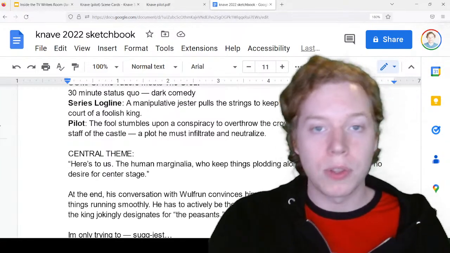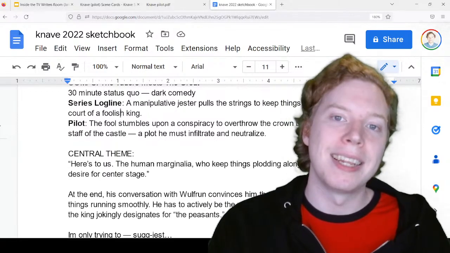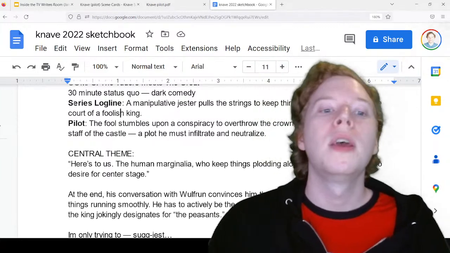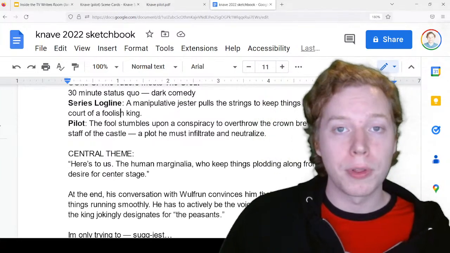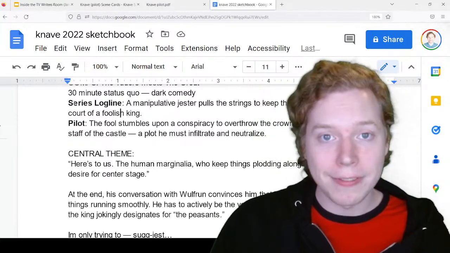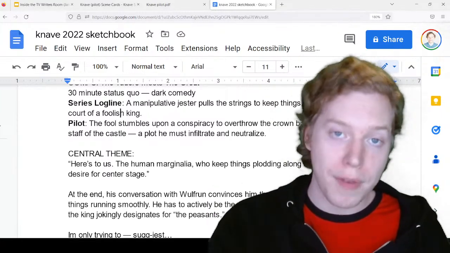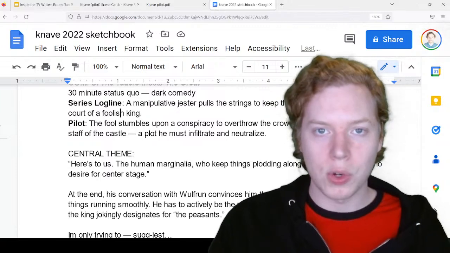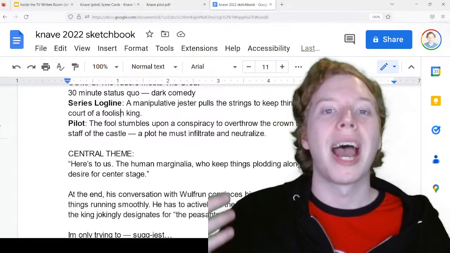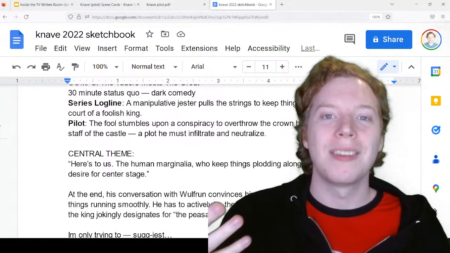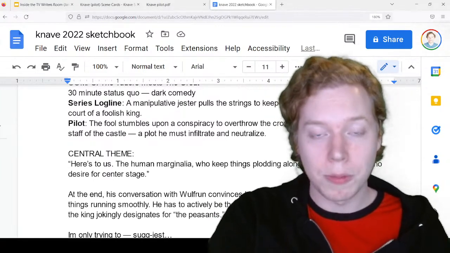Then the pilot is going to be the expression of what happens in just this very first episode. So this is going to sound a little bit more like a movie logline. The fool stumbles upon a conspiracy to overthrow the crown, brewing amidst the night staff of the castle, a plot he must infiltrate and neutralize. So if you have a thing of the week, and in my show the jester has a big problem of the week that he needs to solve to keep the kingdom going, then the pilot logline is going to specify that.